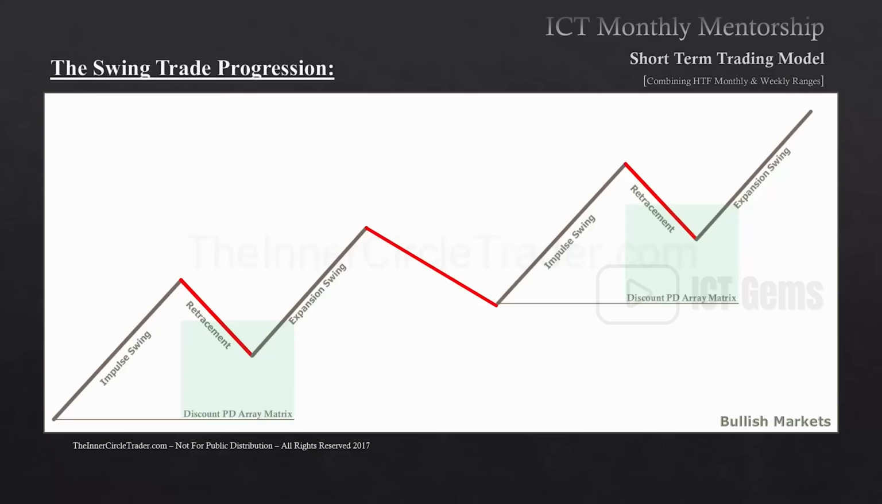Each one of these price legs has an impulse leg, and it has a retracement, then there's an expansion swing. Inside of each individual impulse swing, there could be smaller impulse and expansion swings. Each expansion swing, again, just like we saw in the impulse swing, could be broken down to a smaller time frame, seeing its own individual unique impulse swing and expansion swing. And this is repeated throughout the entire fractal that is seen in price.